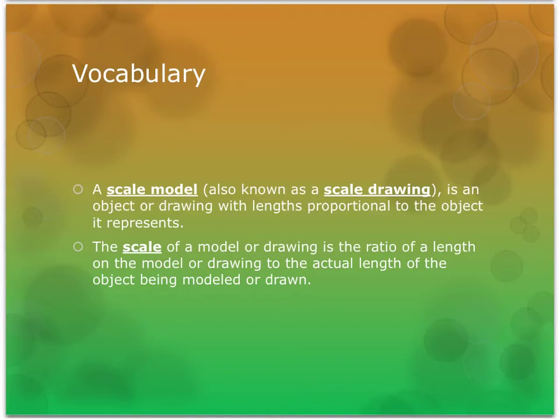Vocabulary. A scale model, which is also known as a scale drawing, is an object or a drawing with lengths proportional to the object that it represents, much like your Paul Bunyan projects were proportional to the object that it represented. The scale of a model or a drawing is the ratio of the length of the model or drawing to the actual length of the object being modeled or drawn. So the scale is the ratio of the length of the model to the actual. All right, so the model to the actual.